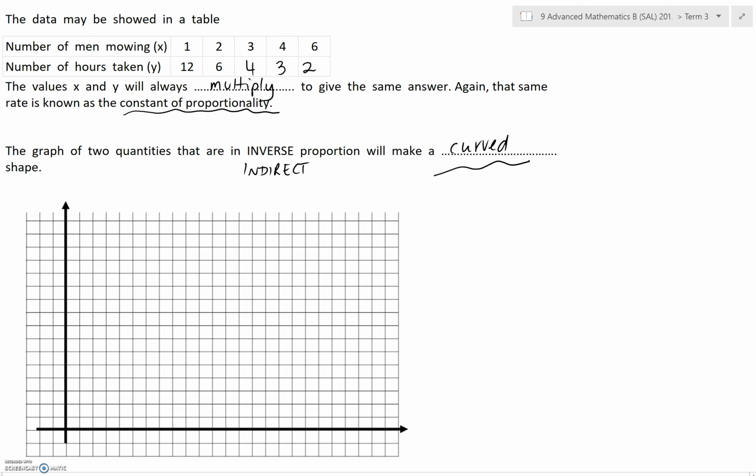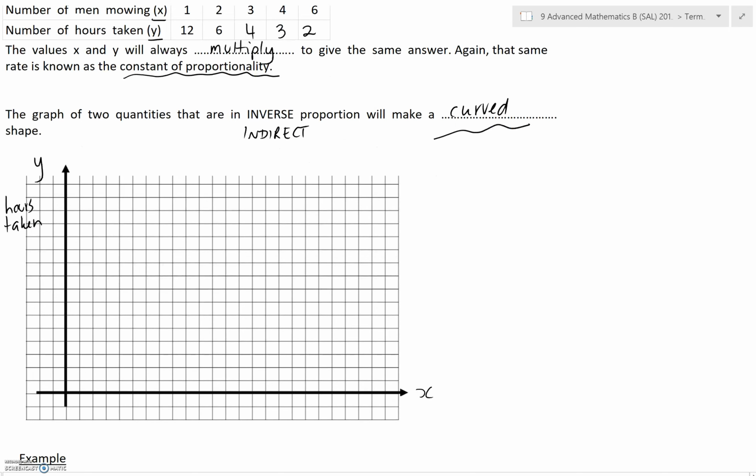To find out that. Now it tells us the number of hours taken is going to be our y, and the number of men mowing is going to be our x, so that's how I'm going to label it. Hours taken, number of men mowing. Now we need to go up to at least 12, so that's what I'm going to do here. We still start at 0, 1, 2, 3, 4. I'm just going to go a bit past that.